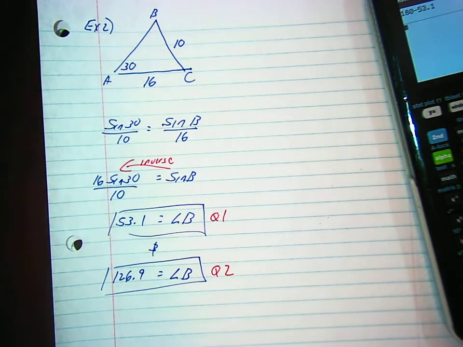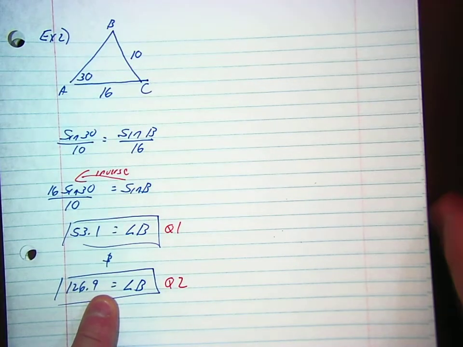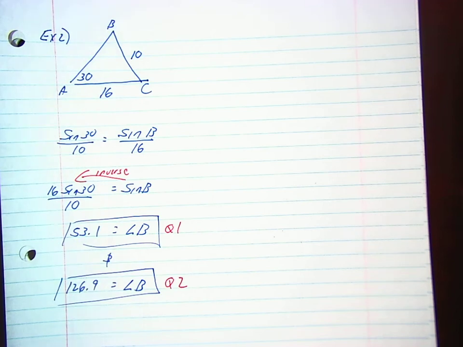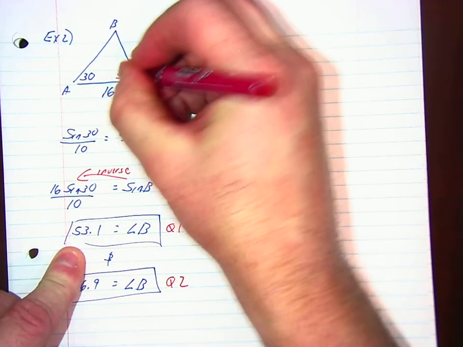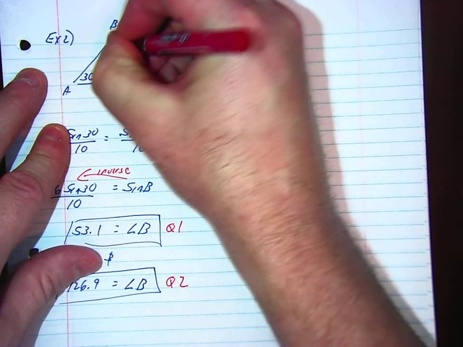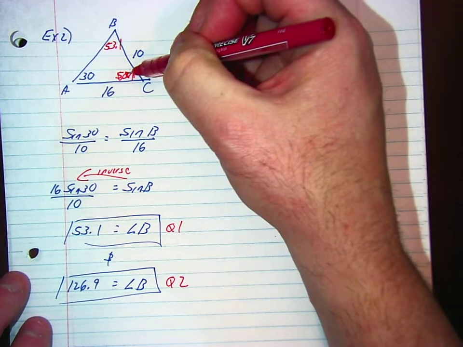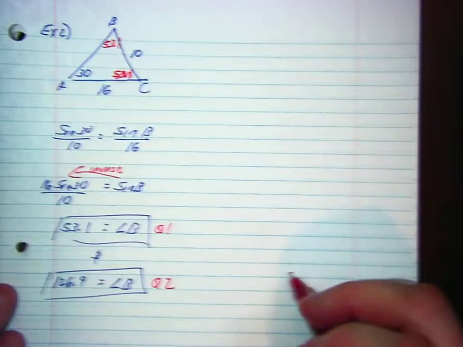126.9, that's the quadrant 2 version. Now, you could hold off on that to the end, or right now you can figure out whether that's going to work. This one's always going to work. So you can put your 53.1 in here for B, and you can find C by subtracting them from 180, and then you're going to find little c, and it's just like last week.